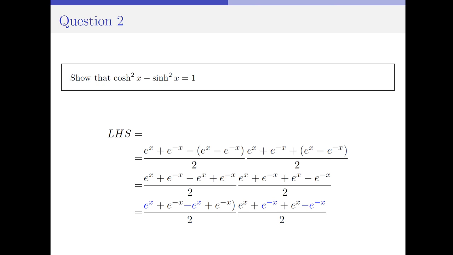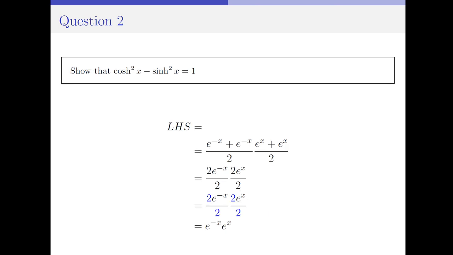Now I'm going to rewrite that line, removing the blue things. That's the very top line. Then I recognise that I've got e to the minus x plus e to the minus x, so that's 2 e to the minus x. Similarly in the second fraction I've got e to the x plus e to the x, so that's 2 e to the x. Now I can simplify this fraction. You've got a 2 top and bottom, highlighted in blue, so we can cancel those out. Put your pencil through those 2s on each fraction, and we are left with e to the minus x times e to the x.